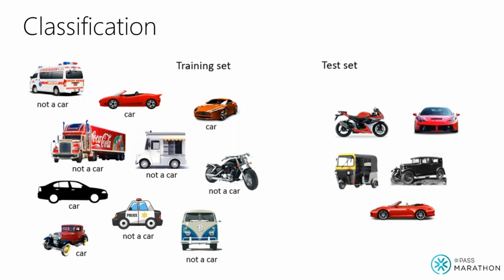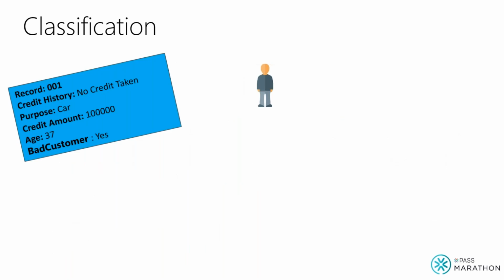For example, in this case, let's say we are trying to identify whether a vehicle is a car or not. You need to make sure there are images of cars in both the training set and the testing set. If you're talking about the customer credit data set, you need to make sure the training set has both bad customers and good customers, and the testing set also has good customers and bad customers. Okay, so this is what I'm going to do. Let's say we have a customer like this, and this is what we have recorded.